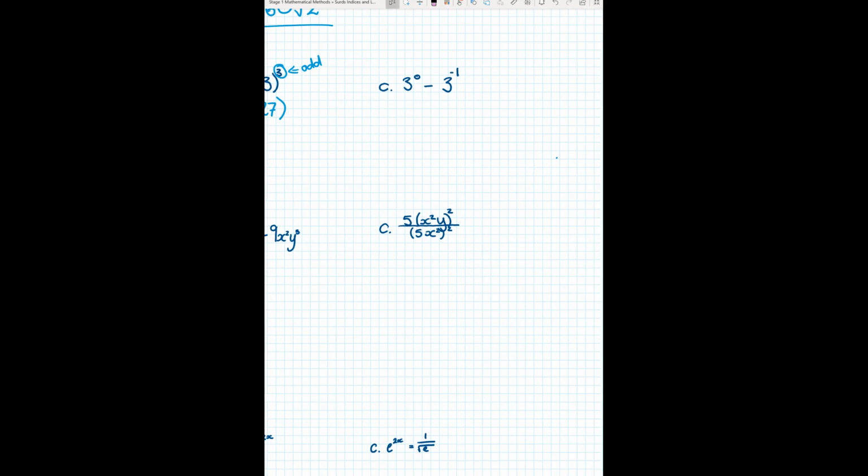Now for this last one, we're using our index rules. Anything to the power of 0 is always 1.